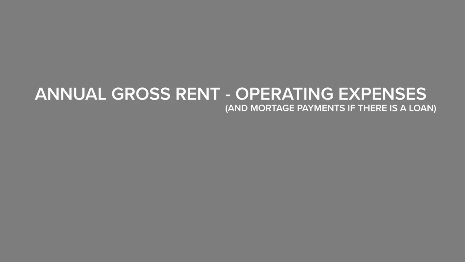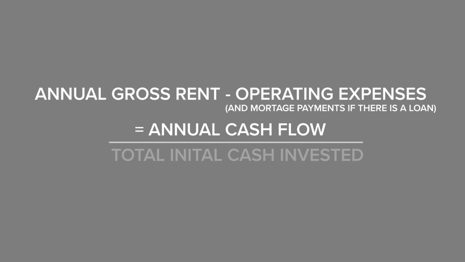What I do is I take the annual gross rent, minus operating expenses and mortgage payments if there is a loan, to come up with my annual cash flow. I then divide this number by the total initial cash invested. Initial cash invested includes the purchase price, unless it's financed, then it would be your down payment plus any fees and closing costs. Don't forget to include any repairs and improvement costs needed to get the place rent ready.